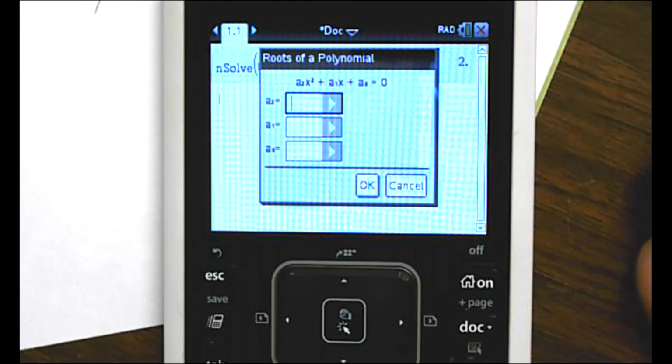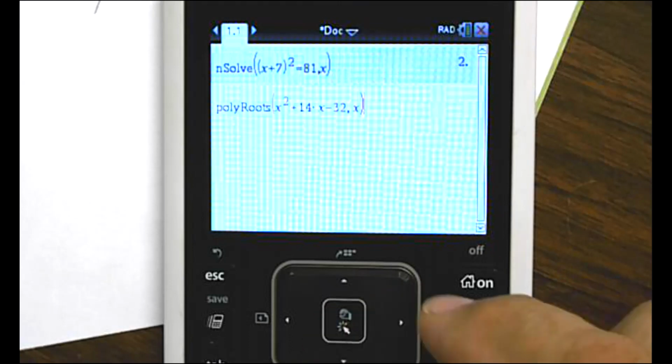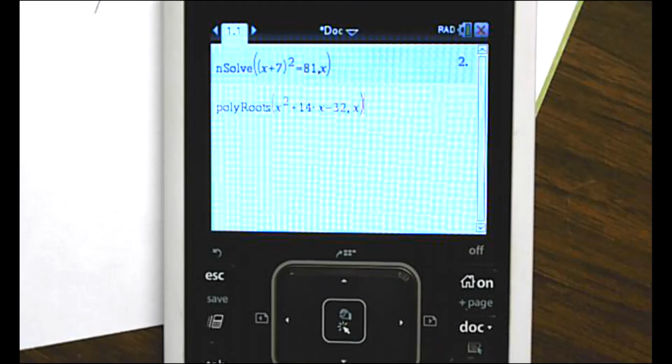And then it's basically saying, give me the coefficients for the x squared term, the x term, and the constant. So we knew for the x squared term it was 1, because it was just x squared. The next one was 14. And the next one was negative 32. You click OK, and it says, does your equation look like this? Yes. Are you solving for x? Yes. Then you just hit enter. And it tells you your roots are negative 16 and 2. So it gives you the answer right there.